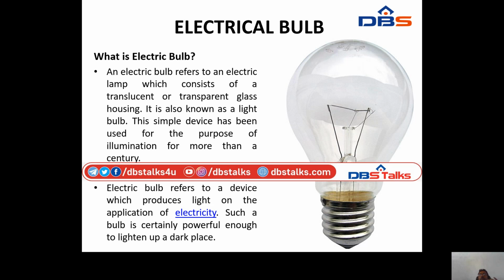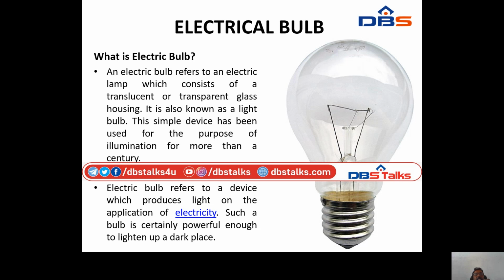Electric bulb. We are going to talk about electric bulb. What is an electric bulb? An electric bulb refers to an electric lamp consisting of a translucent or transparent glass housing.